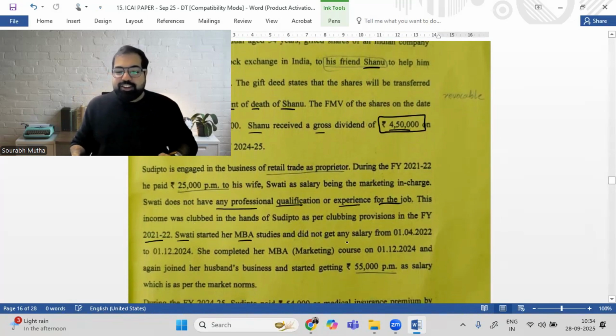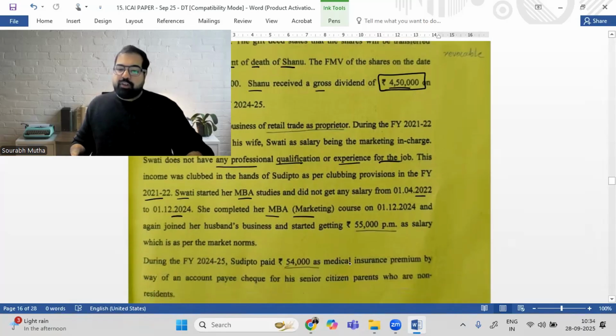Then, guys, Swati took it very personally. She did her MBA and she did not get any salary from 2022 to 2024. 2 years she did her MBA. She completed her MBA in marketing only, guys, and then again joined the husband's business, getting a salary of 55,000 per month. Now, guys, this is deserved by Swati.